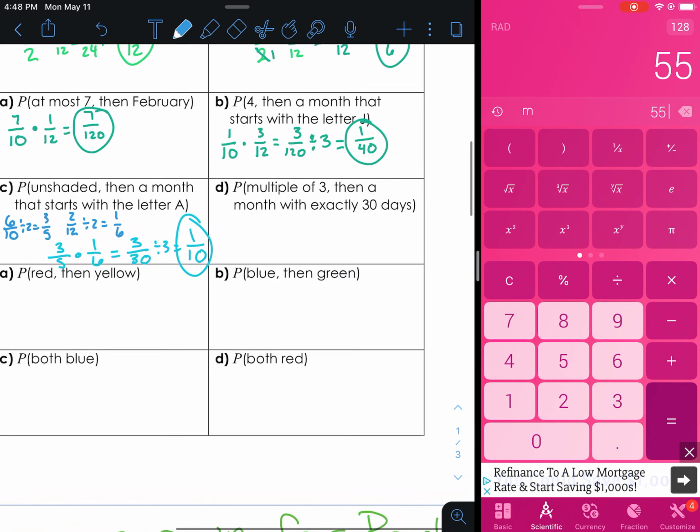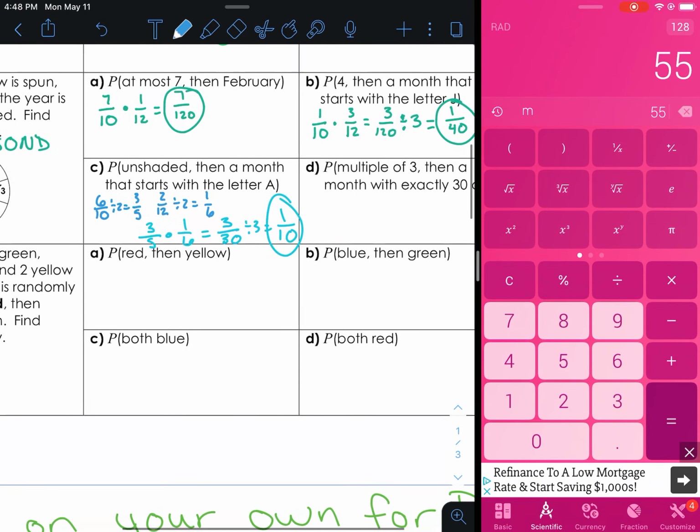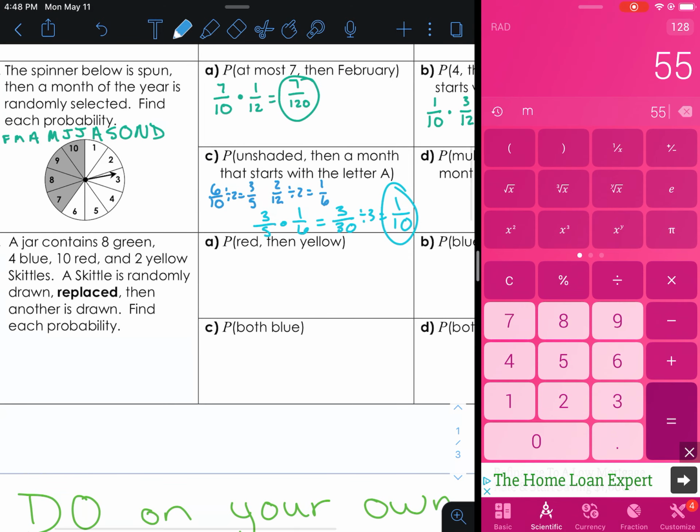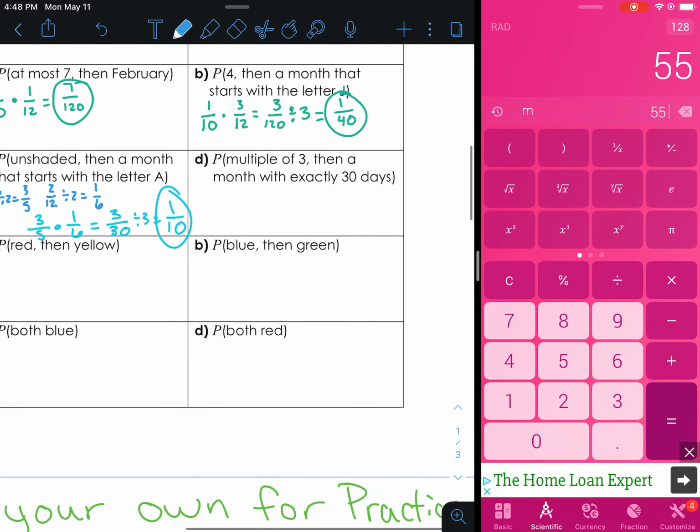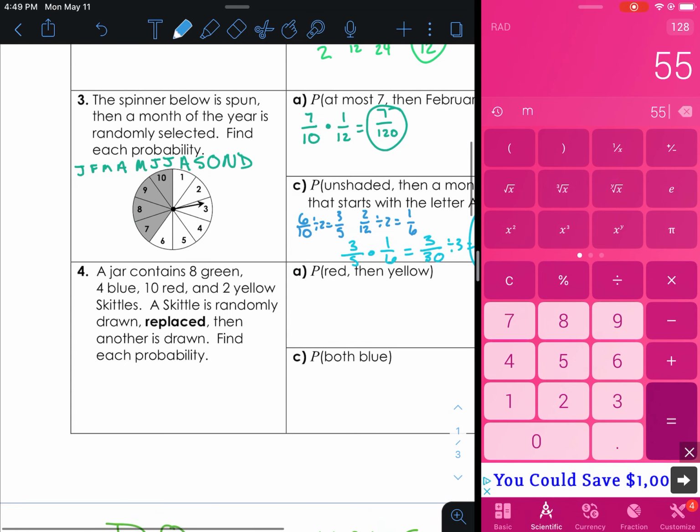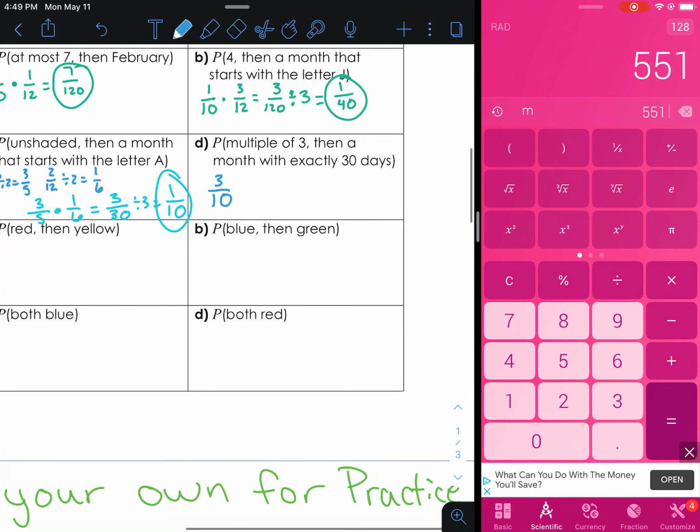All right. And then for letter D, it says multiple of 3. So multiples of 3 are 3, 6, and 9. So there are 3 out of 10 choices there. And then a month with exactly 30 days. So January doesn't, February, March, April has exactly 30, June has exactly 30, September, and November. So we have 4 out of 12.